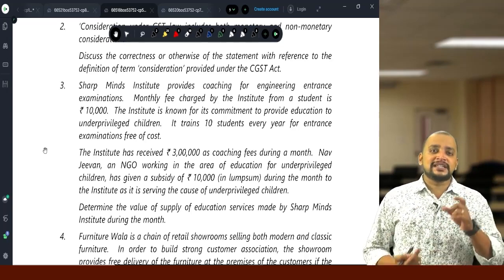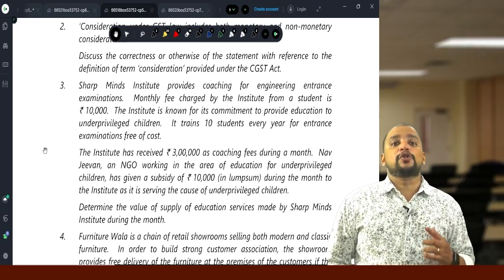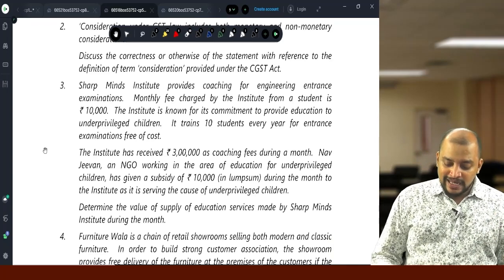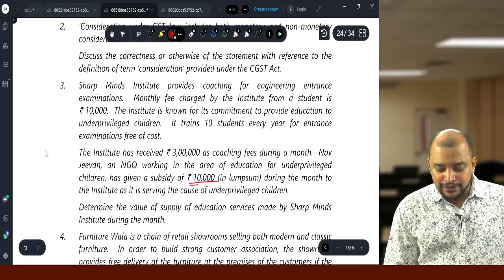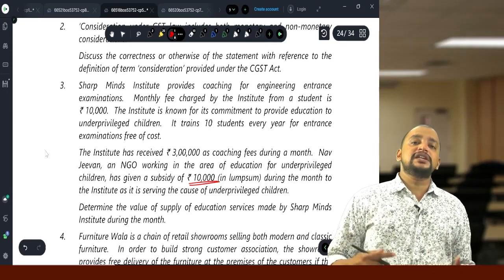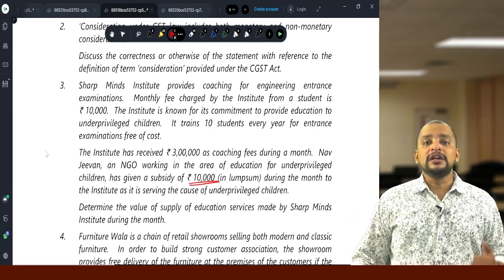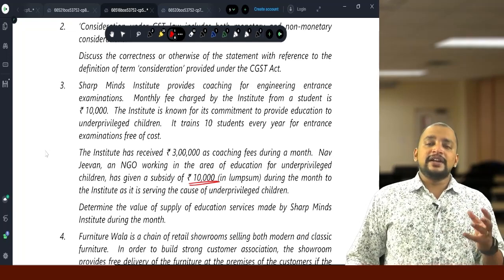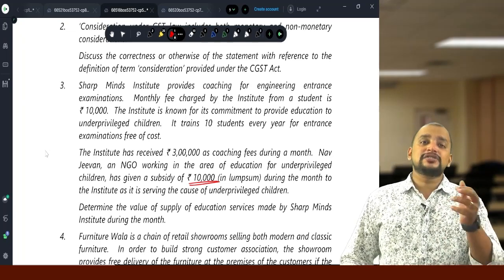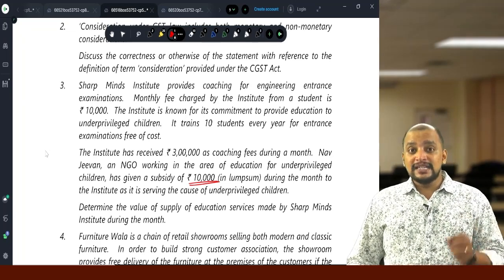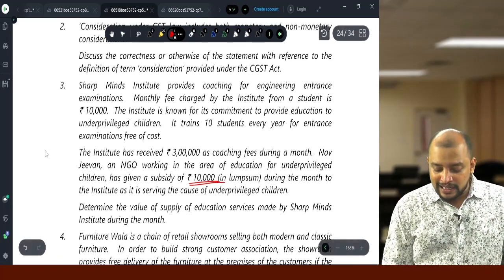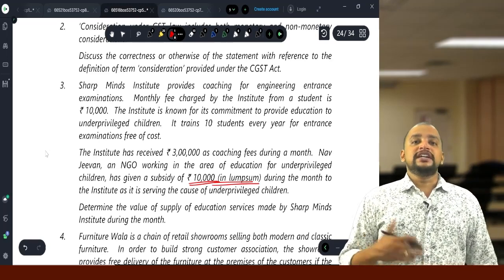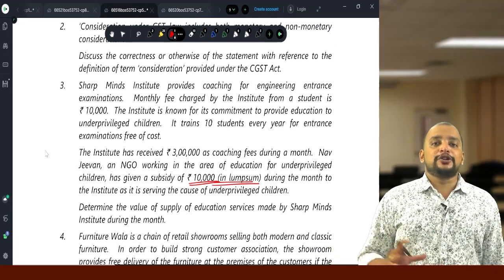Directly linked to the price means that the subsidy should be given with respect to our outward supply. Here, is this 10,000 rupees for every student? No, this 10,000 rupees is not for every student. If the subsidy is given with respect to every product sold or every service rendered, then it will be directly linked to the price. In this case, it is not directly linked to the price because this subsidy is a general subsidy, an ad hoc amount. Therefore, it will be ignored. It will not be taken into value.